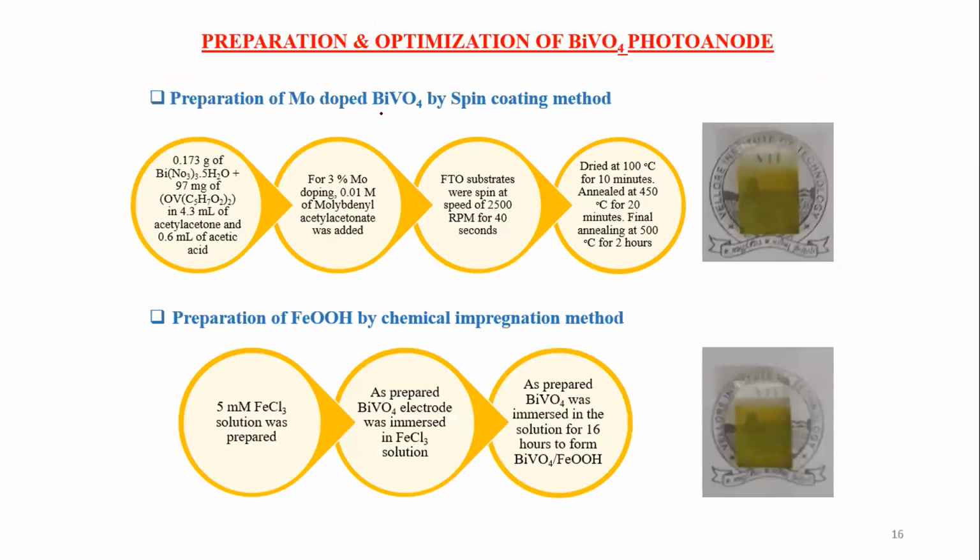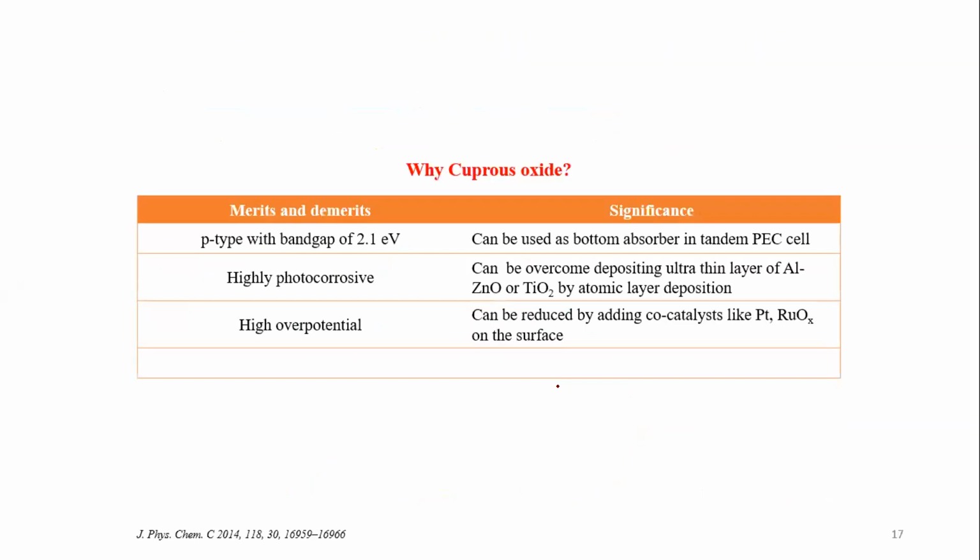Here we prepared this bismuth vanadium oxide by the spin coating method. After spin coating, we annealed the structure at 500 degrees Celsius because we wanted to have a crystal structure. And after the bismuth vanadium oxide preparation, the co-catalyst FeOOH was prepared by a chemical impregnation method as per this procedure.